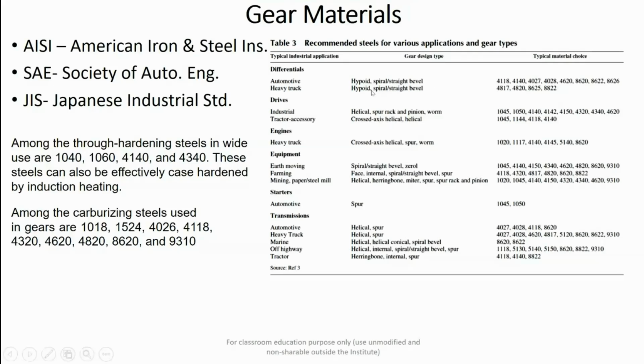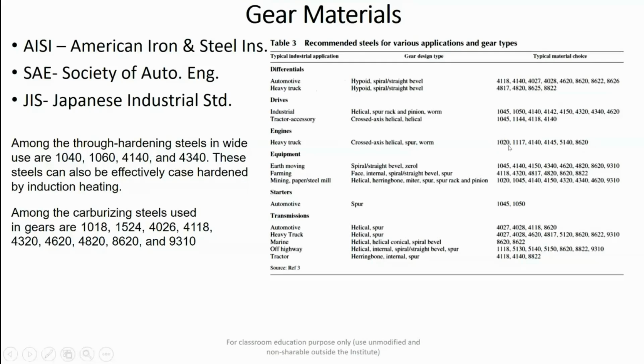This table gives you recommended steels for various applications and gear types. The industrial application here is differentials to be used in automotive and heavy trucks. You have hypoid or hypocycloid designs, spiral and straight bevel gears, and these are the recommended material choices. Out of these, 4140 is a very common material. Similarly, for drives in industrial tractor accessories, we have different types of gear design. You can refer to it from this table. And for heavy trucks, cross axle, helical, spur and worm gears are manufactured from different materials.